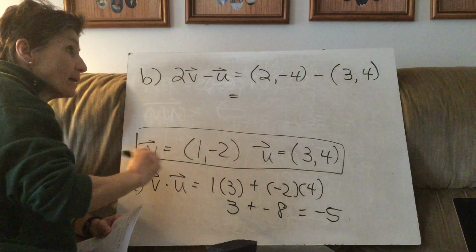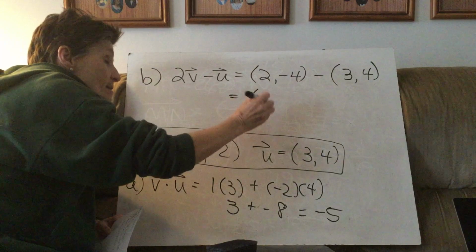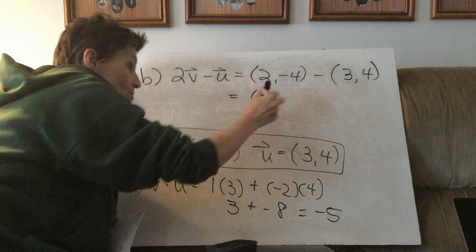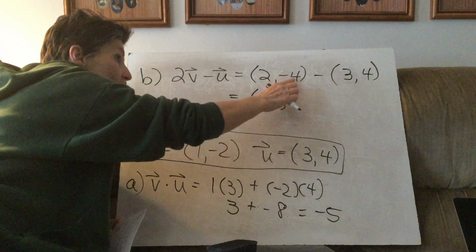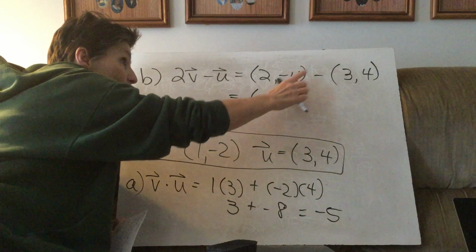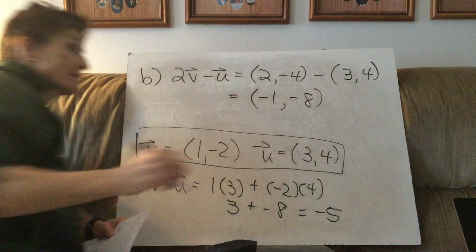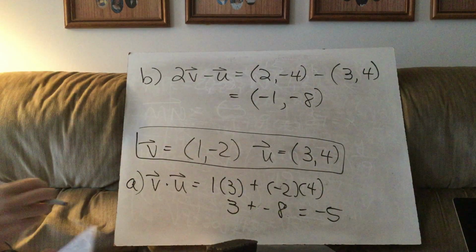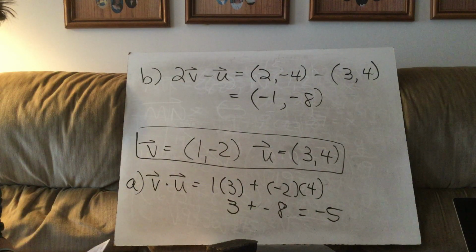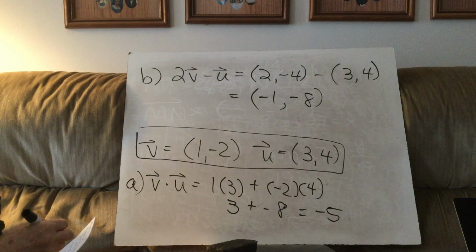So when we subtract, we take x minus x. So 2 minus 3. And then y minus y. -4 minus 4. Watch the arithmetic. That's -8. So your answer is -1, -8.